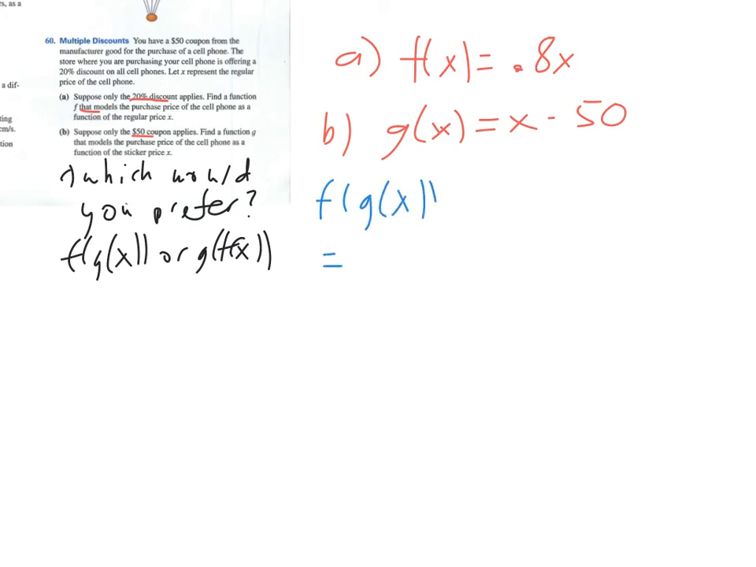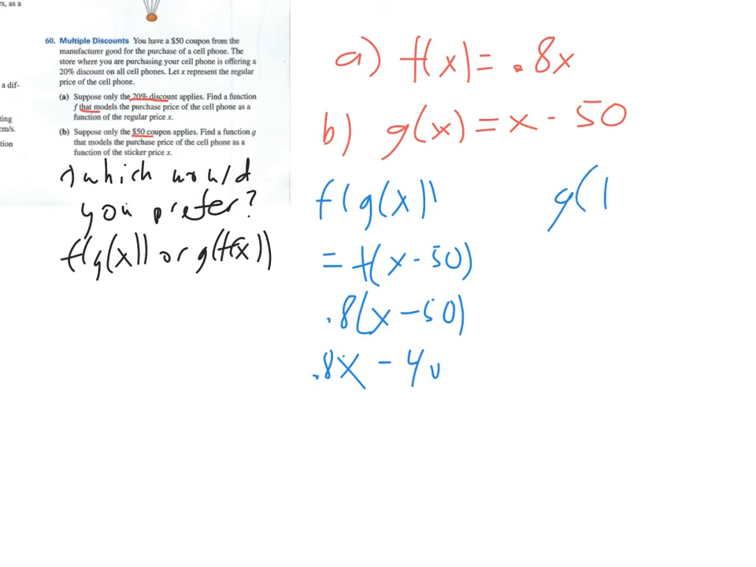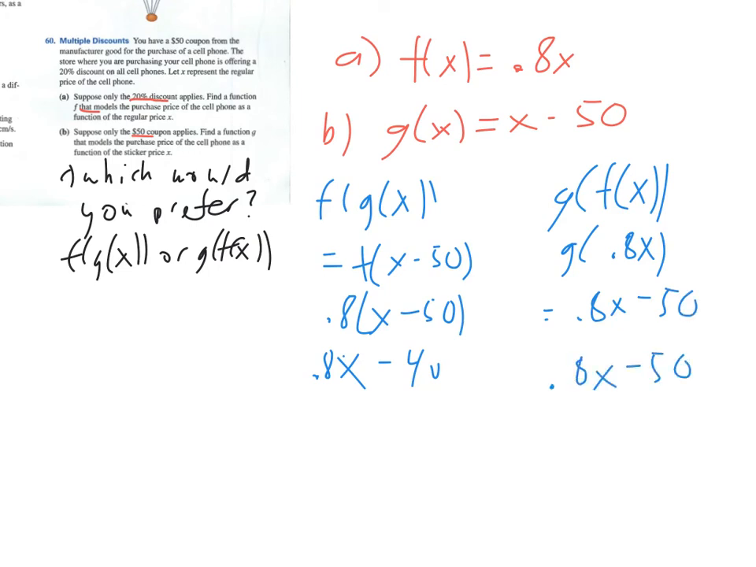So if I did f of g of x, I would get, let's see, that would be f of x minus 50. And so that would be 0.8 parentheses x minus 50, which would actually simplify to 0.8x minus 40. Whereas g of f of x would be g of 0.8x, and so that would be 0.8x minus 50, which actually does not simplify.